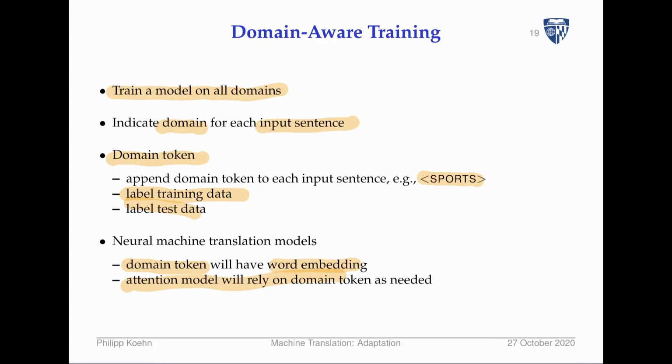And then the attention model will rely on that as needed. So the attention model can then put varying amounts of attention on this domain embedding, and then take that as a factor to influence its decisions about how translation will proceed.